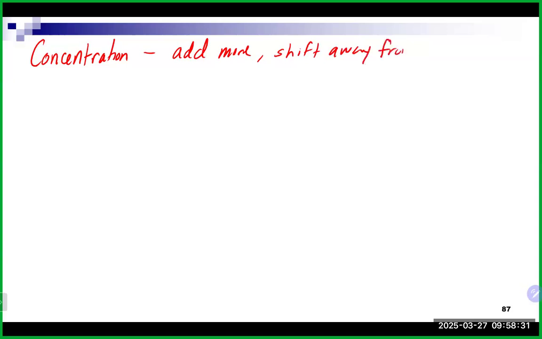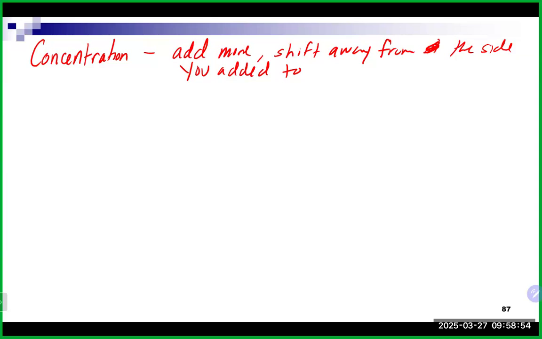So let's start with concentration. When we talk about concentration, there's two things that you could do. You could either add more, and when we add more concentration, what typically happens is it will shift away from the side you added it to. So if we add more reactants, it will go towards the products. If we add more products, it will go towards the reactants. So it always goes away from whichever side you add it to.